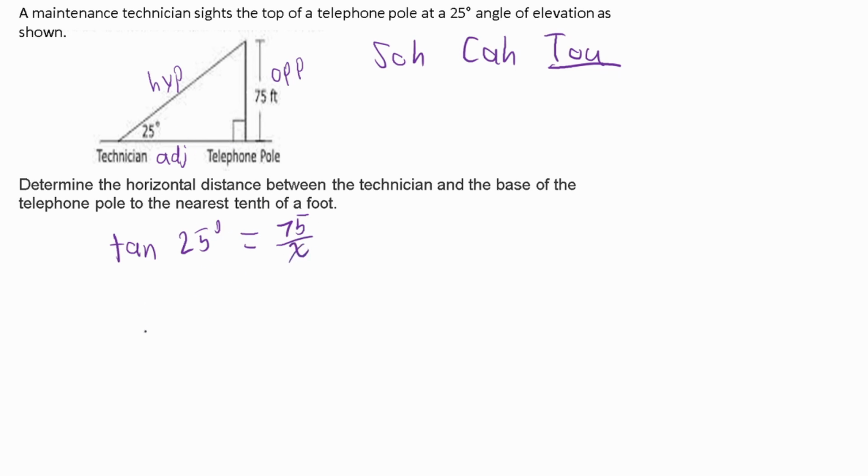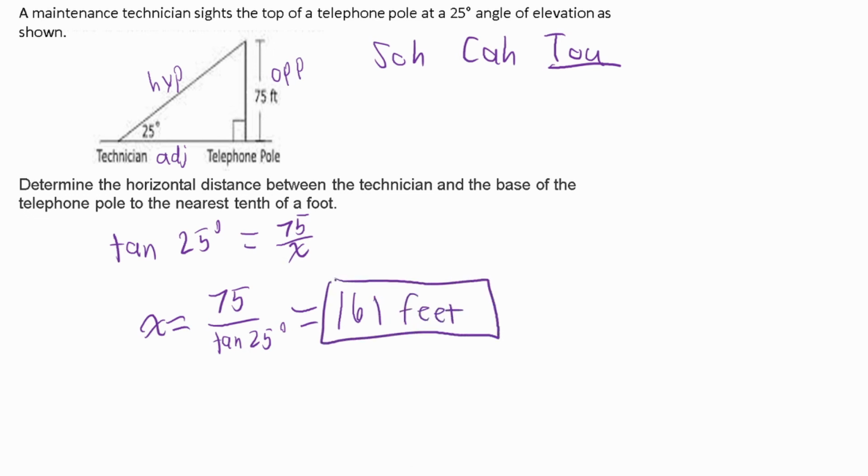Once again, we could flop these. We get x equals 75 over the tangent of 25 degrees. So with this in mind, once again, we could just plug it directly into a calculator. We get 75 divided by the tangent of 25 degrees, and it's going to give us an answer. If we want to round it to the nearest foot, we get 160.8. So if we round to the nearest foot, it's going to give me 161 feet. There's our answer. Boom.